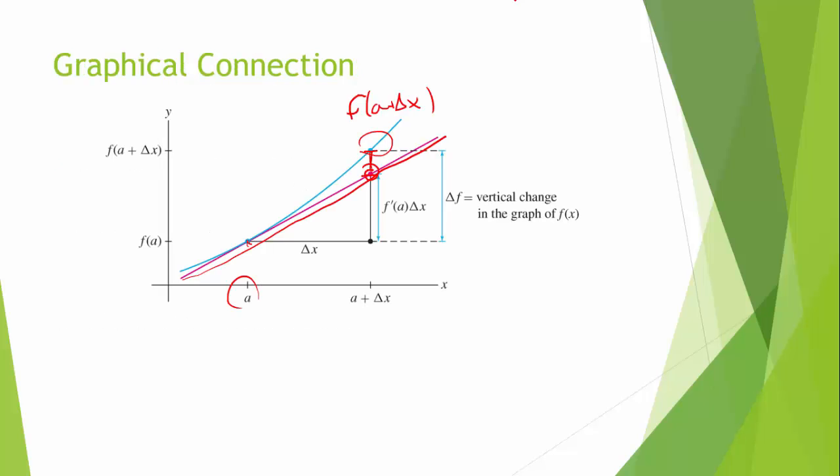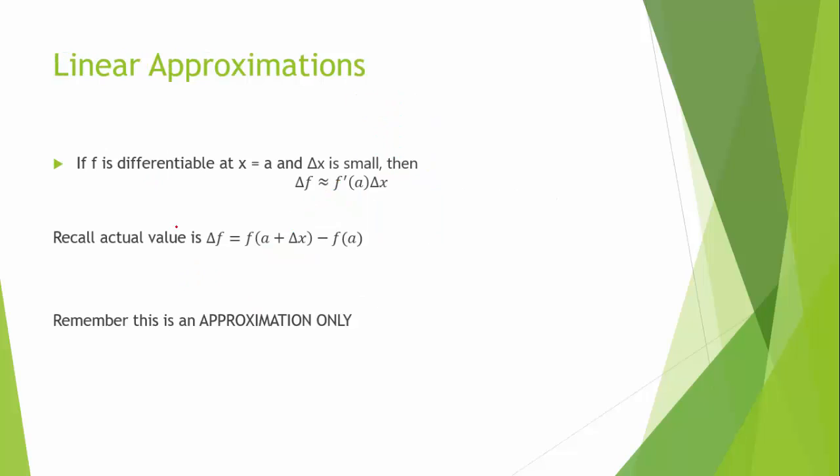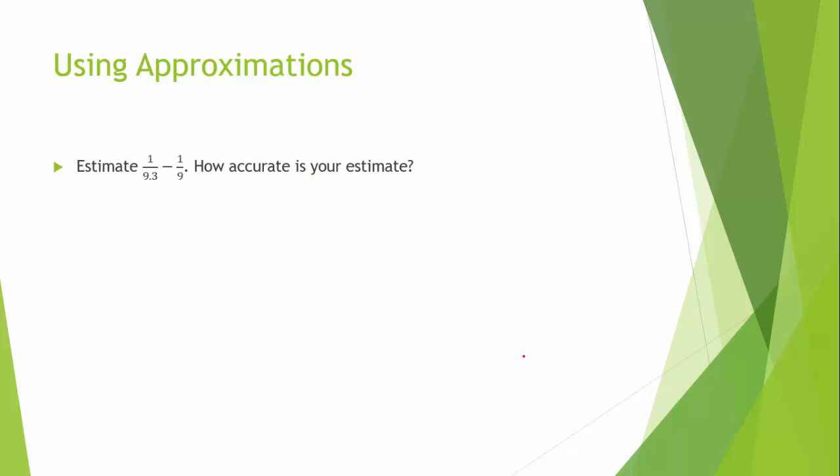The actual difference is going to be f of a plus delta x minus f of a, right? This is the actual delta f here, subtracting these two function values. That's important because very soon we're going to check and see how far off we are from these approximations, so we need to realize how we figure out the exact value. Remember again, this is an approximation only, and it's only going to work if delta x is small. I can't walk 5 units across the tangent line and really think that I'm going to be that close to the curve anymore. All right, so let's do an example.